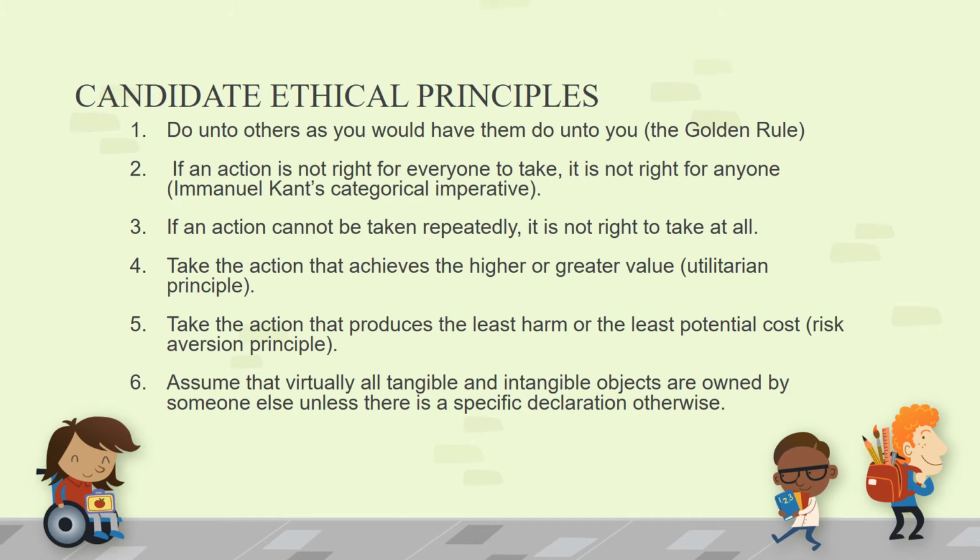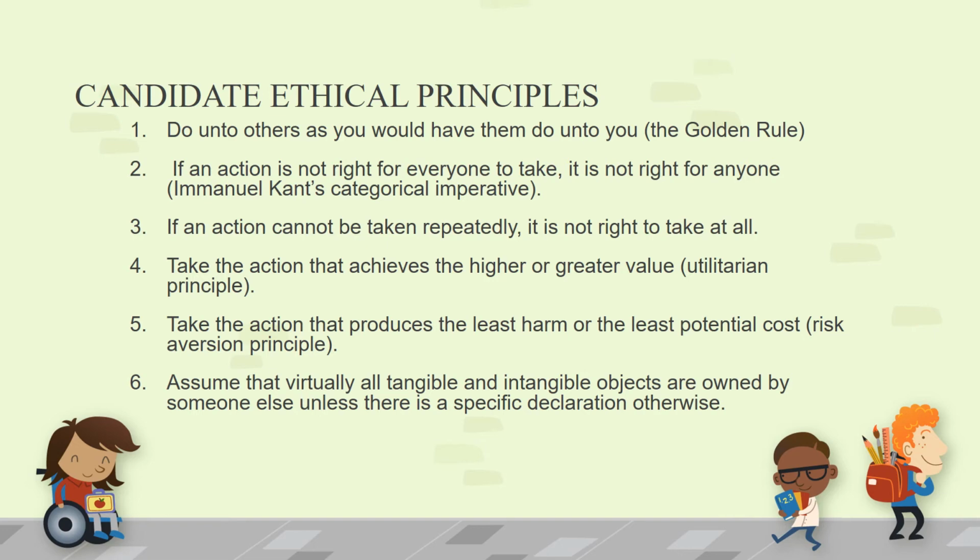Next are candidate ethical principles. There are 6 ethical principles. First, do unto others as you would have them do unto you, the golden rule. Second, if an action is not right for everyone to take, it is not right for anyone: Immanuel Kant's categorical imperative. Third, if an action cannot be taken repeatedly, it is not right to take at all.